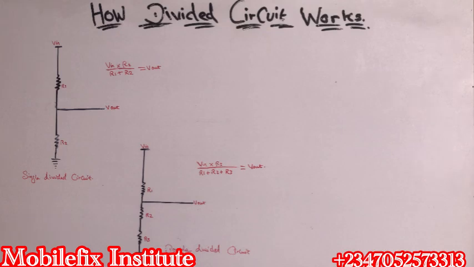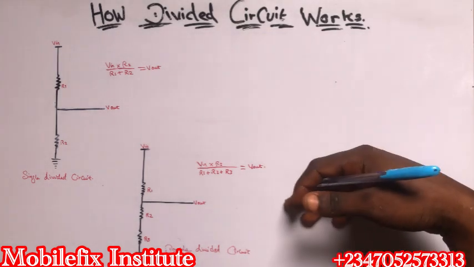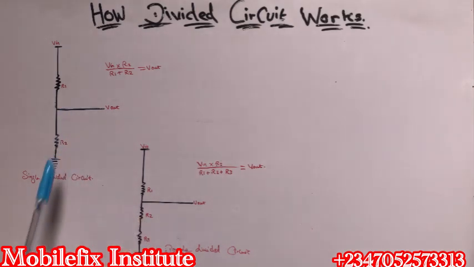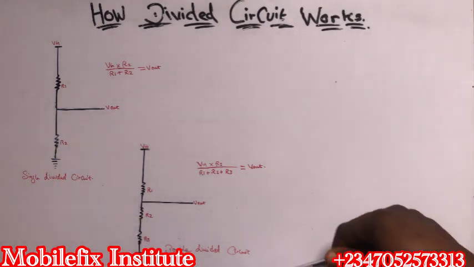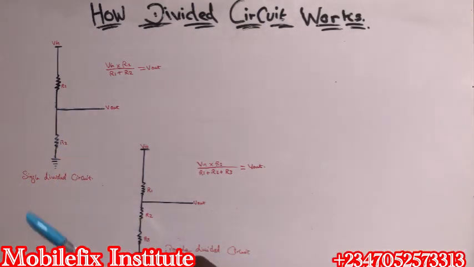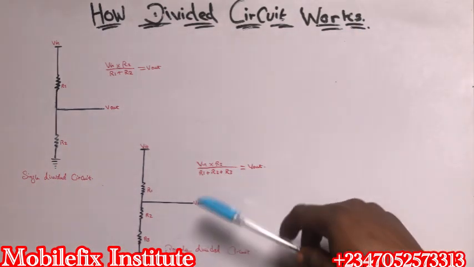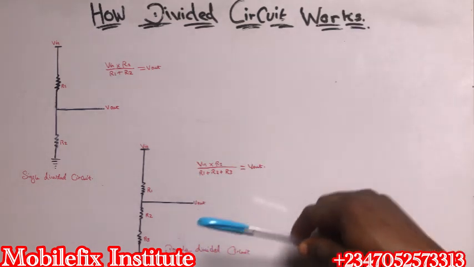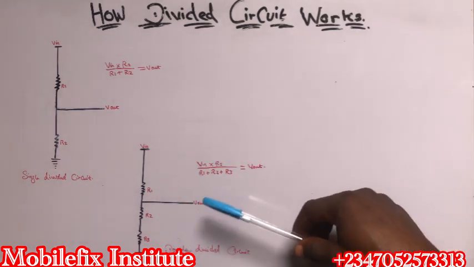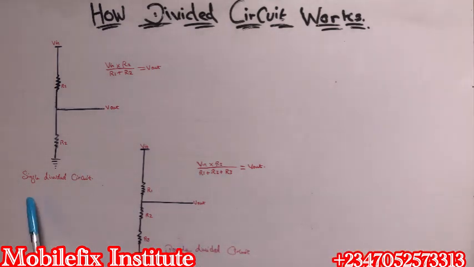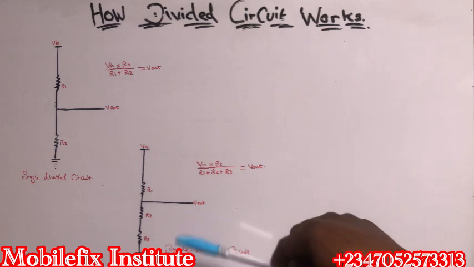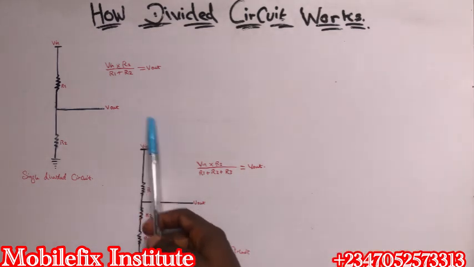Okay, now there are two kinds of circuit, but the one commonly used is this single divided circuit. I call this one single divided circuit, and I call this one double divided circuit. Most times we normally see the single divided circuit, but there are a lot of models that carry the double divided circuit. When you meet this type of circuit, you will know that the formula for calculating single divided circuit is far different from the formula for calculating double divided circuit. And I have put a formula here for you.